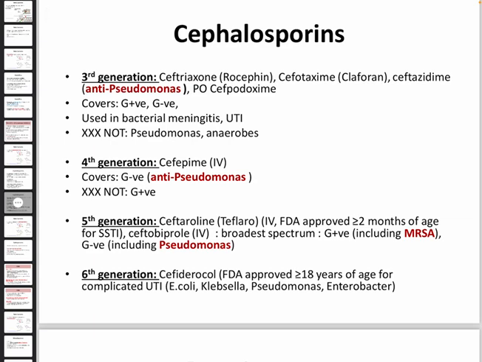Fourth generation cephalosporin, which is cefepime, it's very important to know about this because it has excellent coverage against Pseudomonas. However, it has very weak gram-positive coverage. As I said, as you go up, less gram-positive coverage is observed.